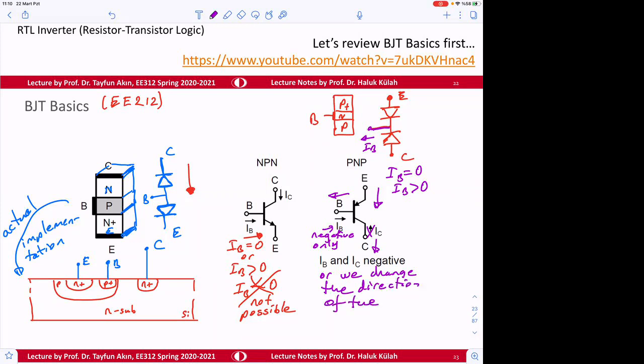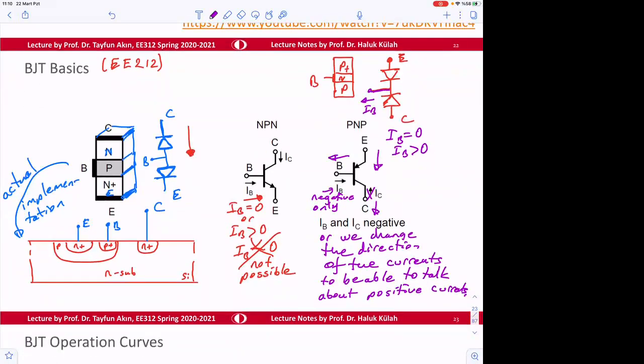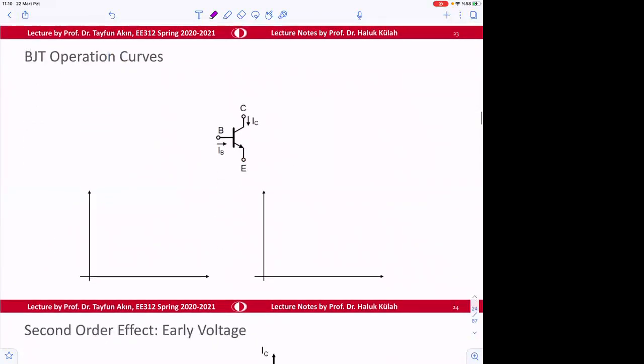of the currents to be able to talk about positive currents. Okay, so this is kind of an extra reminder of the device. We'll be using these transistors for the operation and also for the modeling.